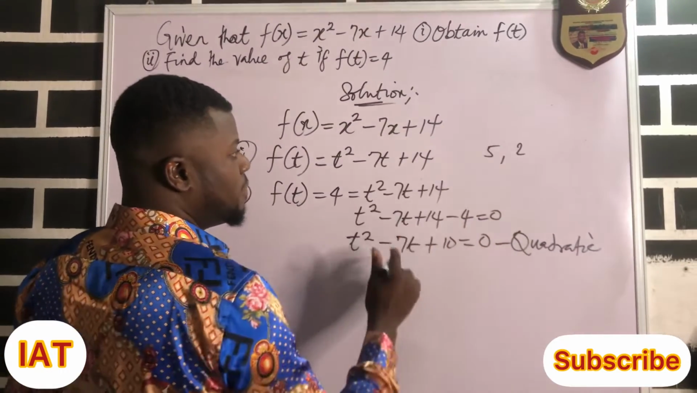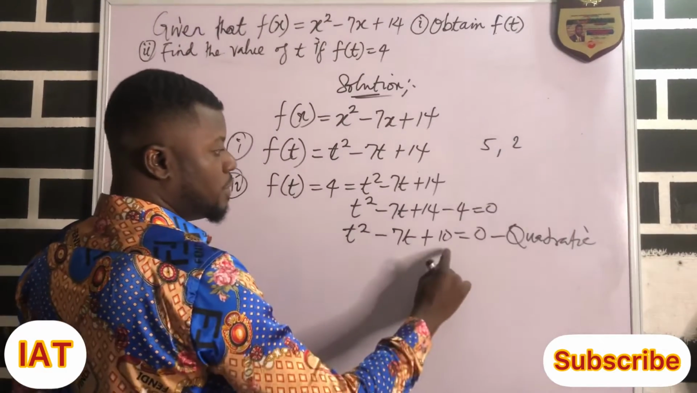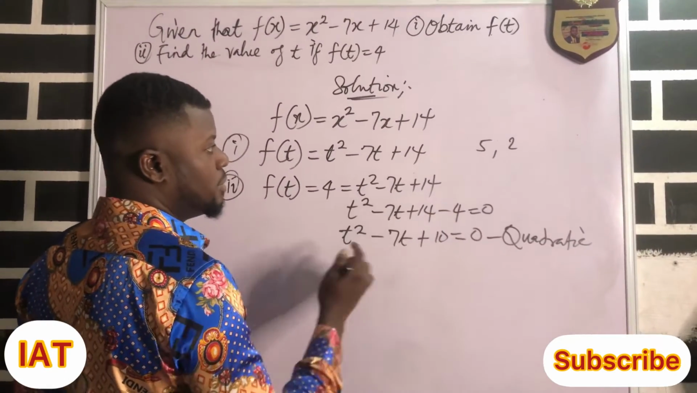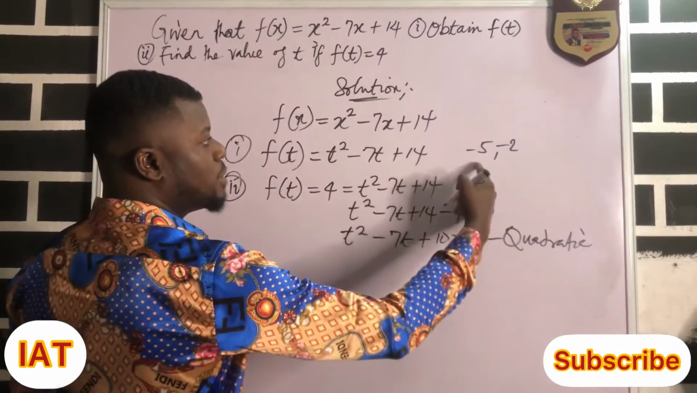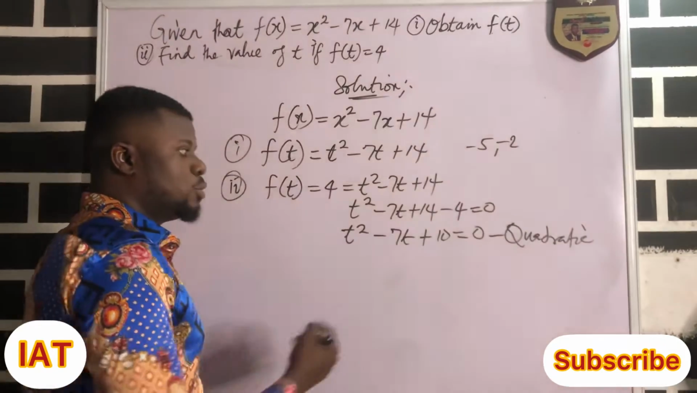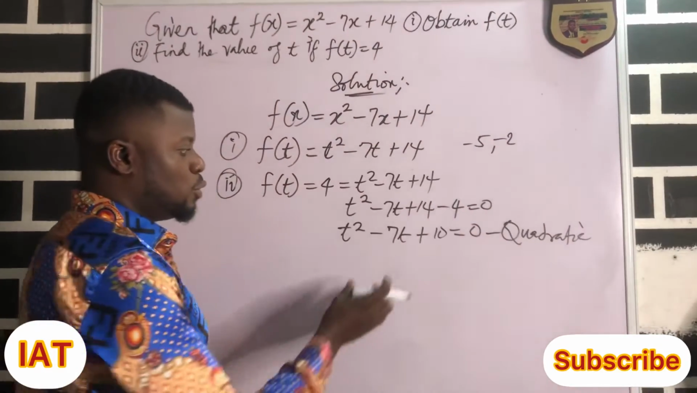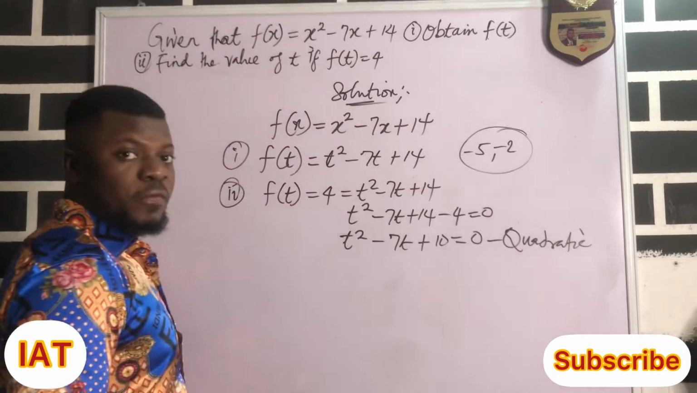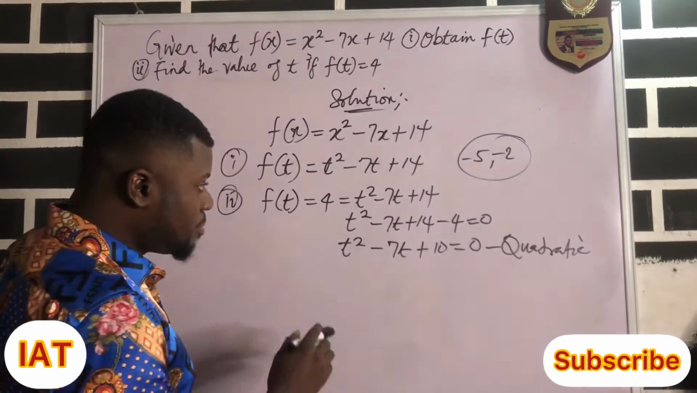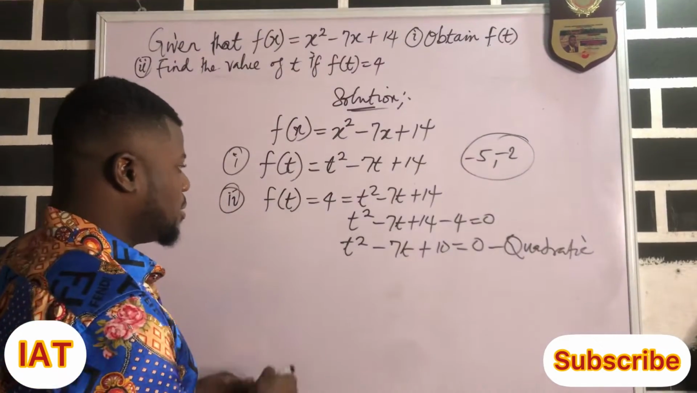So what happened to 5 and 2? Of course, if you add them up, it will give us 7, and if you multiply them, it will give 10. But we need these signs to be obtained, so that we will have minus 5 and minus 2, because minus 5 multiplied by minus 2 will give us positive 10. And if you add up minus 5 and minus 2, you have minus 7. So these are the factors we're going to use to factorize this quadratic equation.